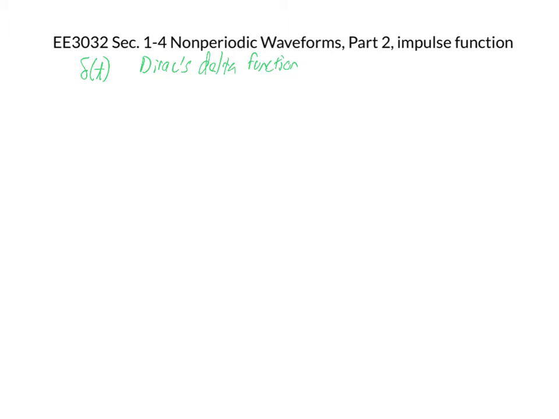So the key concept with the delta is these two facts. It has area equal to 1, and it has width along the time axis equal to 0. Does this imply the height diverges toward infinity? Yes, it does. But if we keep these two properties in mind, the area is 1.